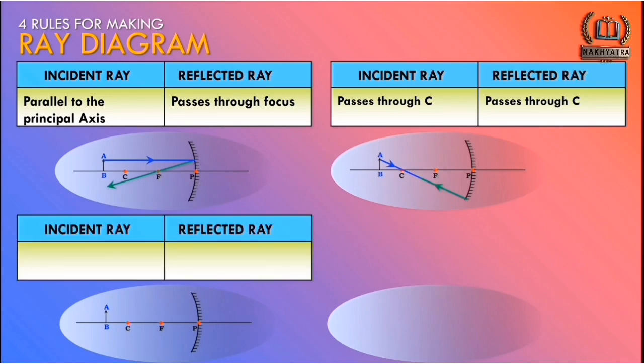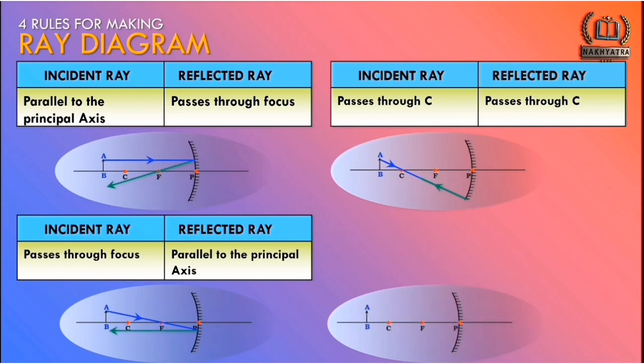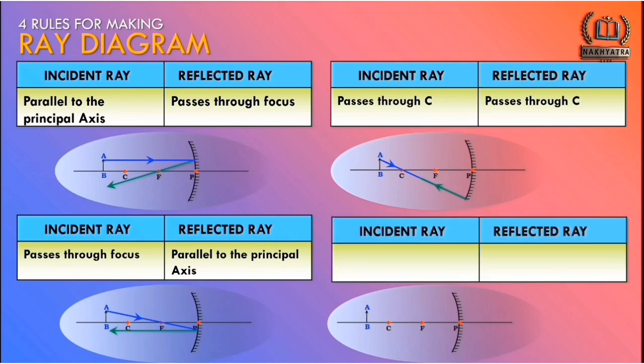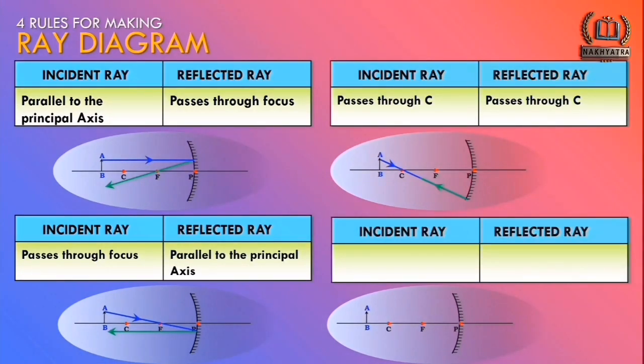Okay, now rule number 3: when the incident ray passes through the focus, the reflected ray is parallel to the principal axis. Can you see here? Okay, last rule is when the incident ray strikes the pole, it forms an angle with the principal axis.